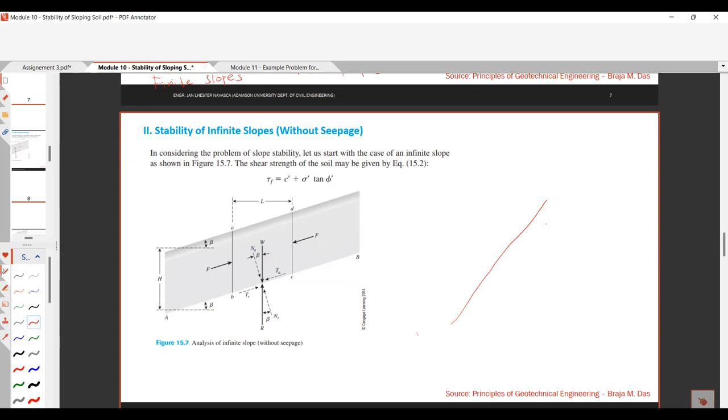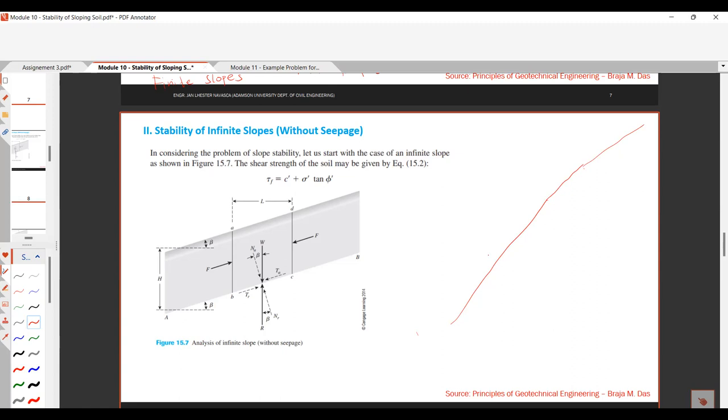So magka-cut tayo doon. So we can assume that this slope is an infinite slope. Okay? So masyado siyang mataas, you cannot determine the height of the hill. So we can say that this hill is an infinite slope. So this will be the example of your stability of infinite slopes.